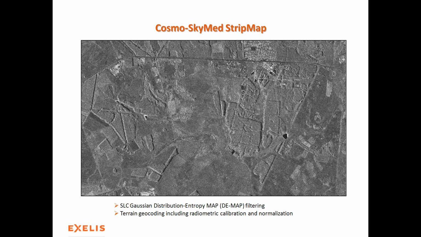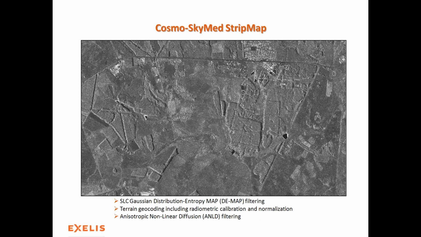With filtering, we're able to improve the quality of the result, as shown in this same COSMO-SkyMed image. In this case, a Gaussian distribution entropy map filter was used. Now this is the same dataset with an additional level of filtering. In this case, an anisotropic nonlinear diffusion filter was used. You can see how the features in the dataset are becoming easier to distinguish. This also makes it easier to segment or classify the data with ENVI.